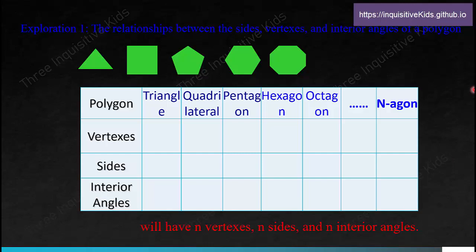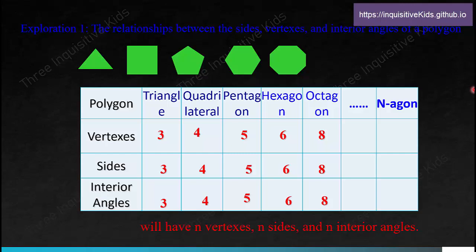So, let me ask you, how many vertices does the triangle have? 3. Sides, 3, and interior angles, 3. Quadrilateral: 4, 4, 4. Pentagon: 5, 5, 5. Hexagon: 6, 6, 6. Octagon: 8, 8, 8. We keep going on for the heptagon, nonagon, decagon, something like that.